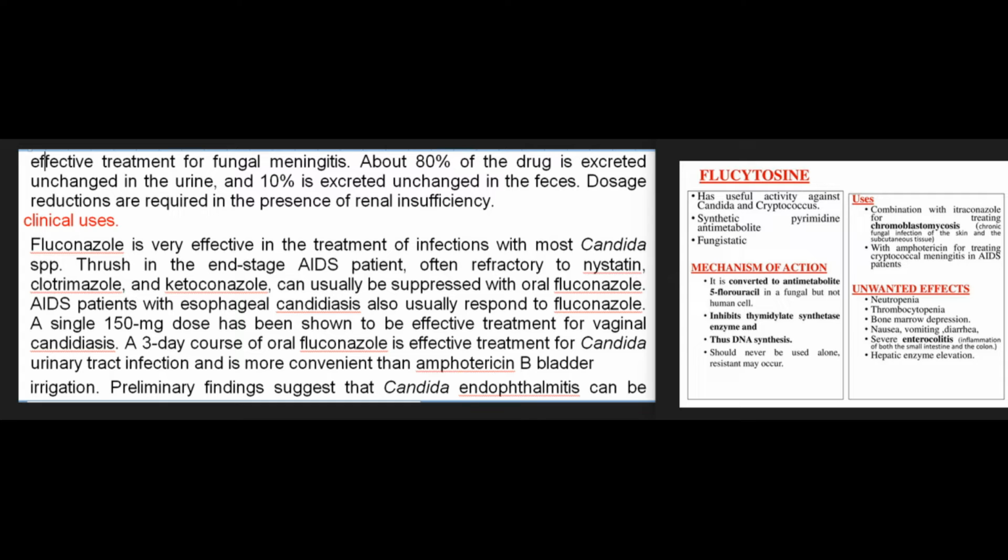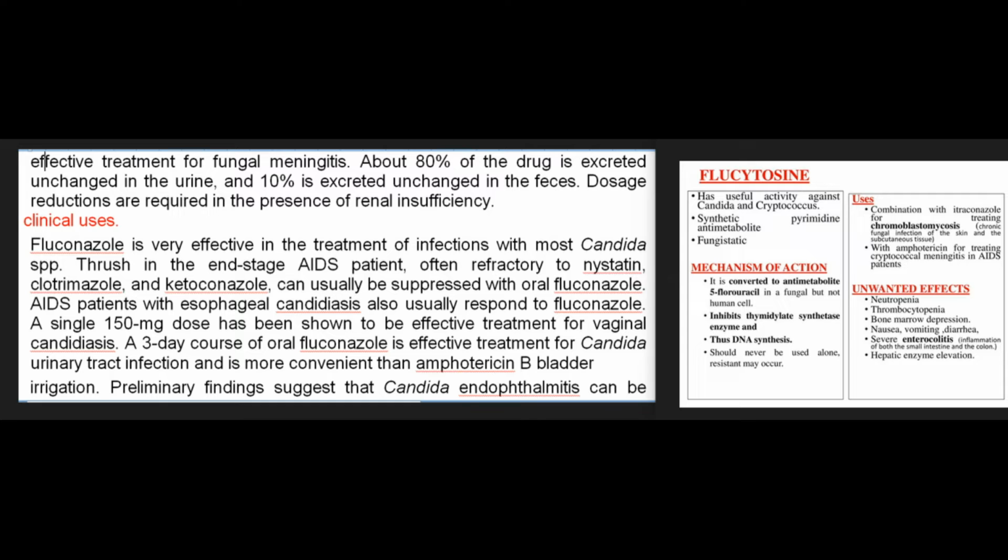Clinical uses. Fluconazole is very effective in the treatment of infections with most Candida species. Thrush in the end-stage AIDS patient, often refractory to nystatin, clotrimazole, and ketoconazole, can usually be suppressed with oral fluconazole. AIDS patients with esophageal candidiasis also usually respond to fluconazole. A single 150 mg dose has been shown to be effective treatment for vaginal candidiasis.